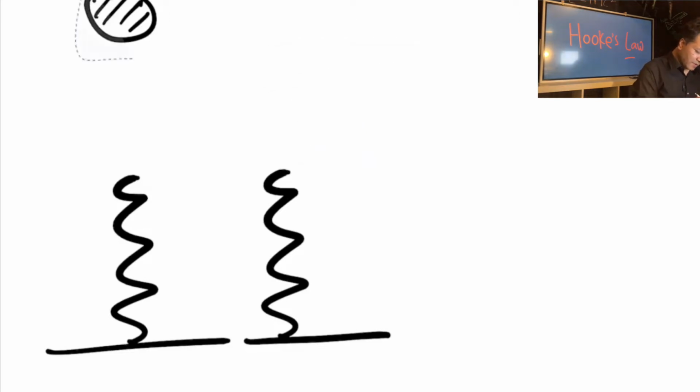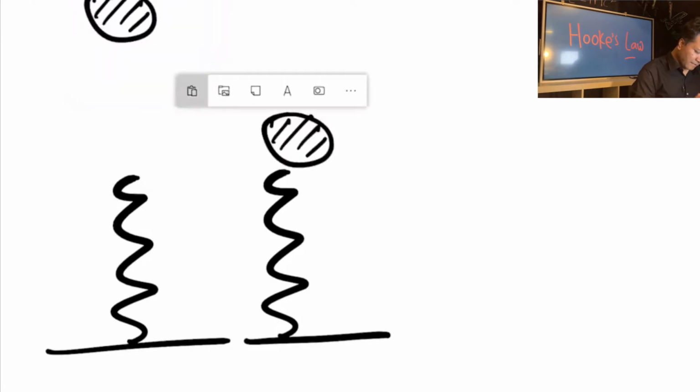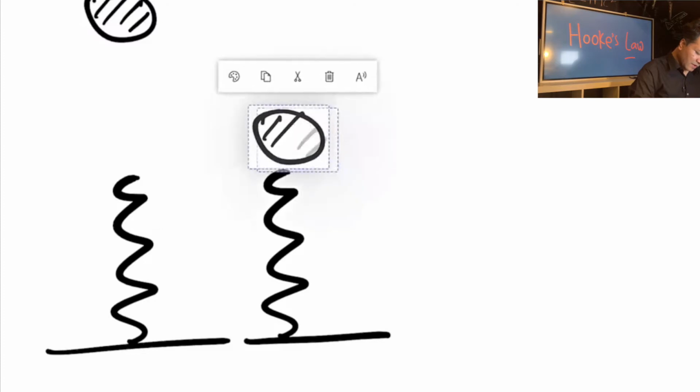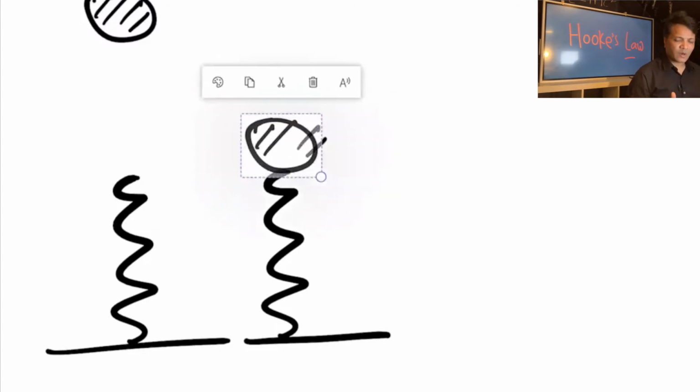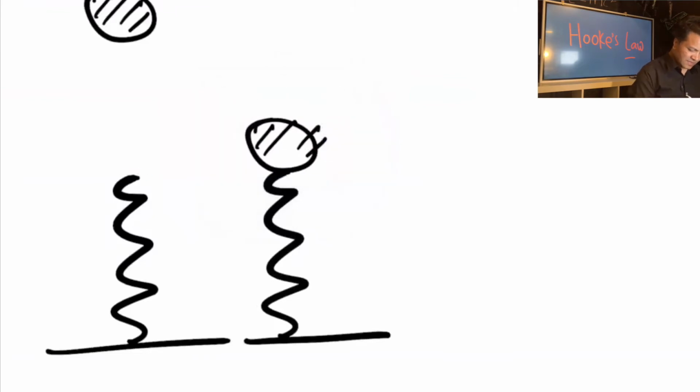let me copy and paste again, and I hope to get it over here. Okay, so the ball is almost at the top of the spring. So what happened when the ball is at the top of the spring? We're going to discuss it in a second.